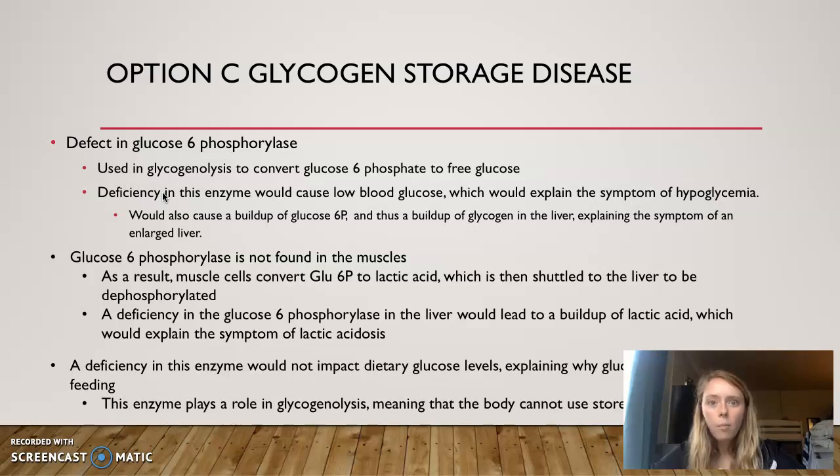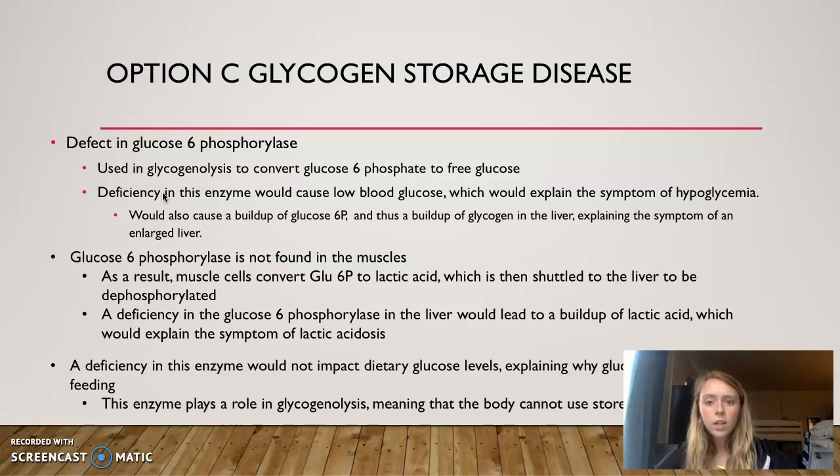So this disease is a defect in this enzyme that dephosphorylates the glucose 6-phosphate. So a deficiency in this enzyme would cause low blood glucose, and that explains the hypoglycemia that the patient is experiencing. This would also mean that there would be a buildup of glucose 6-phosphate if it can't be dephosphorylated, and that would in turn cause a buildup of glycogen in the liver, which would explain the patient's enlarged liver.